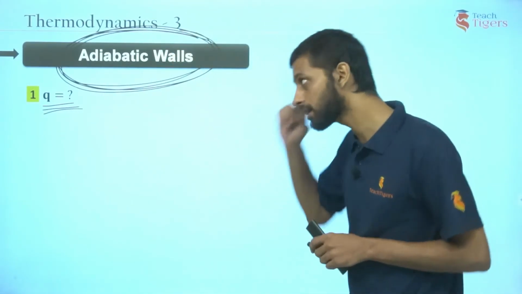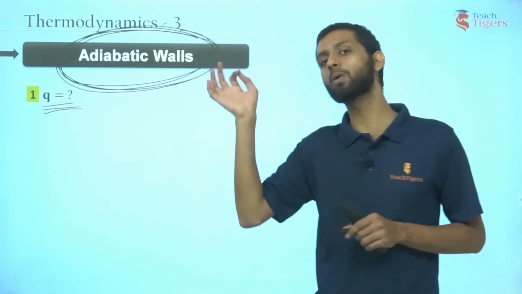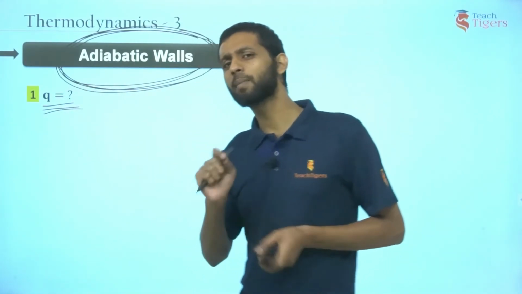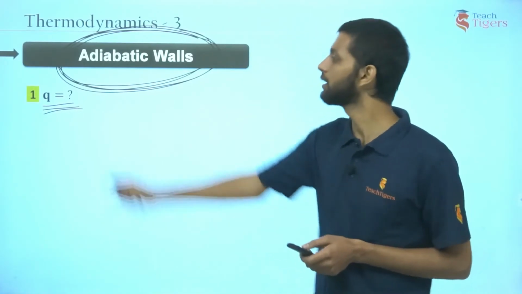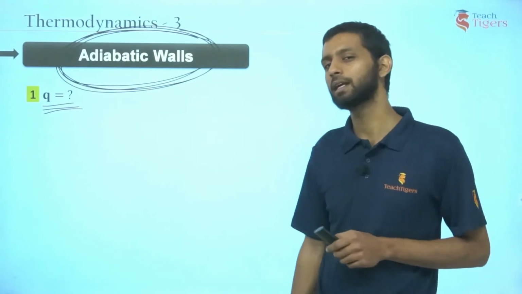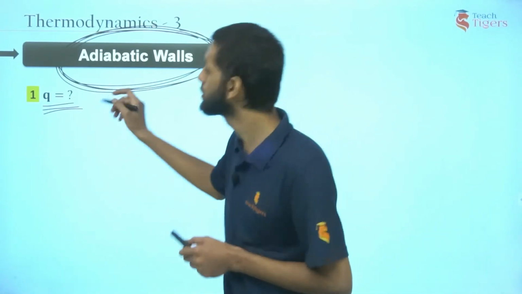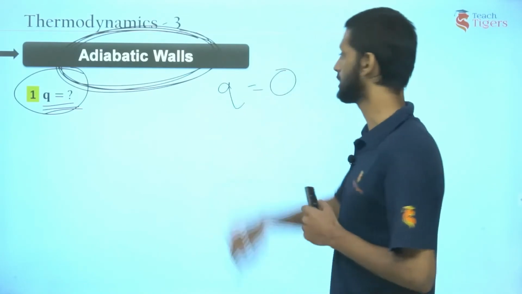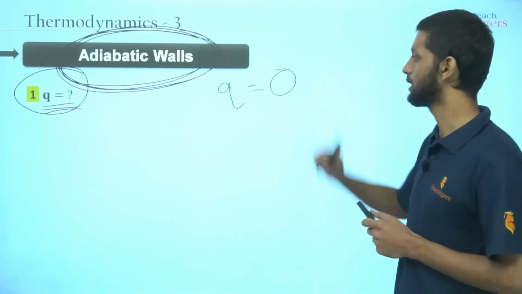याद आया कुछ? याद करो. What is adiabatic system boundary? And what is it related? How is it related to heat? In system boundary, if you remember, heat cannot be exchanged in adiabatic walls. So the answer to the first question is that Q equals 0.